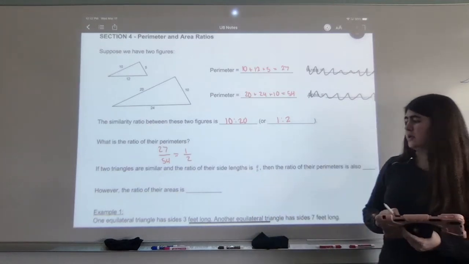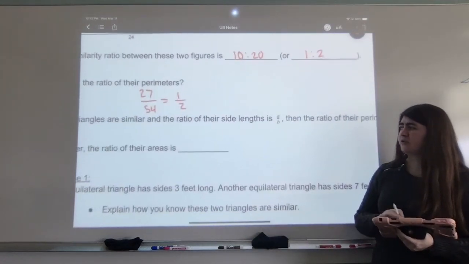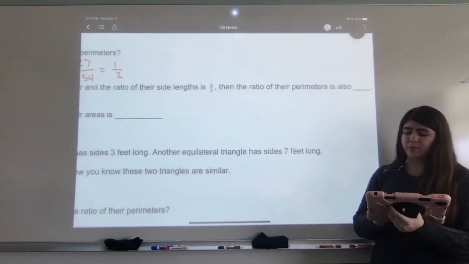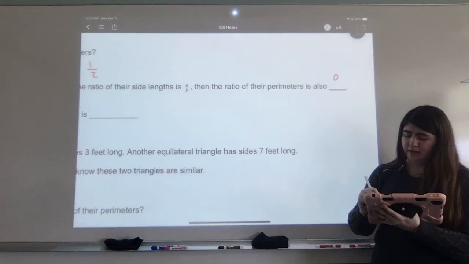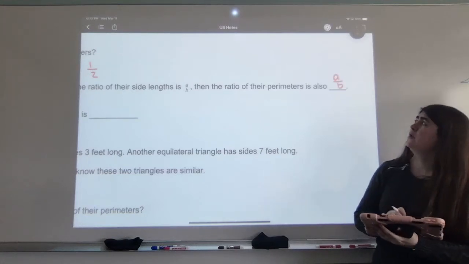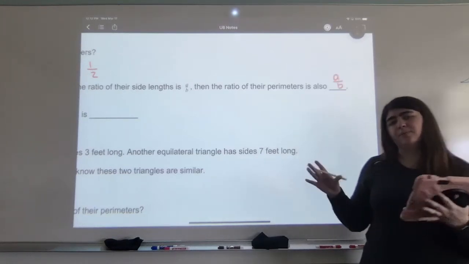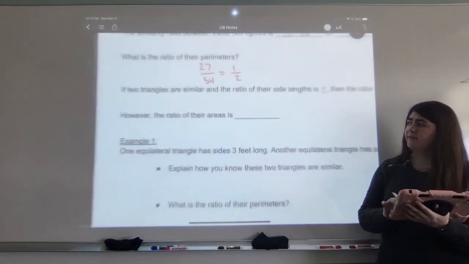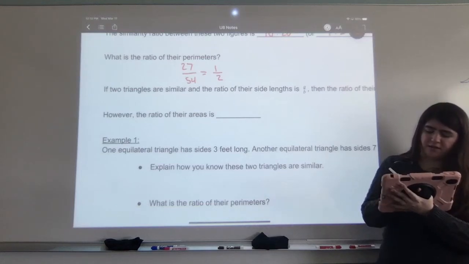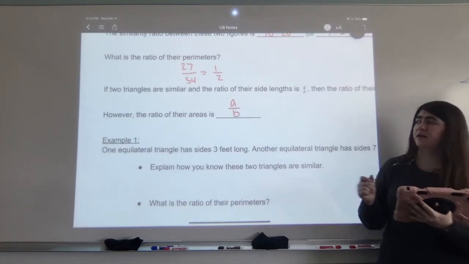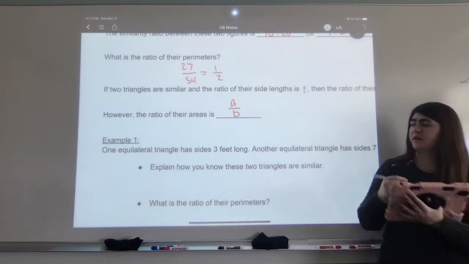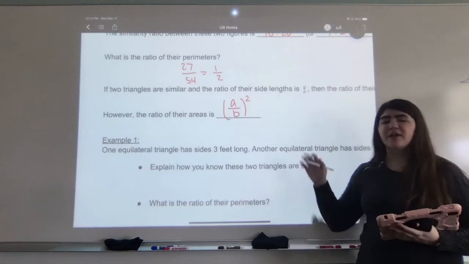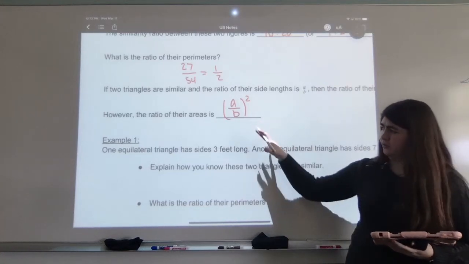Because of that, we can now use this formula, which says if two triangles are similar and the ratio of their side lengths is A to B, then the ratio of their perimeters will also be A to B. That's with perimeter. Area goes a little further. We still have that same fraction of A to B, but when we are looking at the ratio of their areas, then we have A over B all squared. That's the formula for the ratio of their areas.